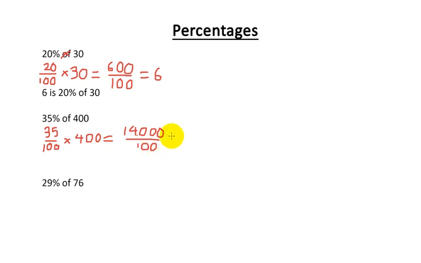Again, this is a division. 14,000 divided by 100, which makes 140. Quick way to do that would be, just like here, we can say, I'm just going to cross these zeros out. And here, we're going to cross these zeros out, making 140. So my answer should be 140 is 35% of 400.